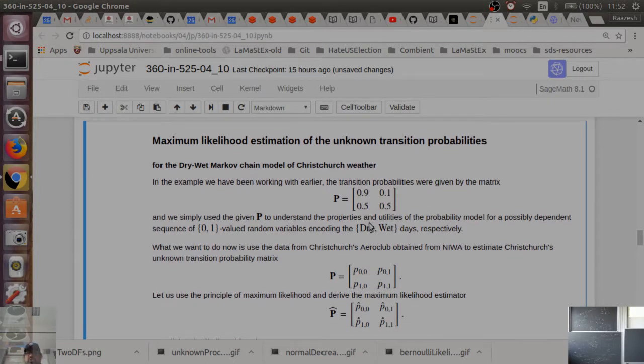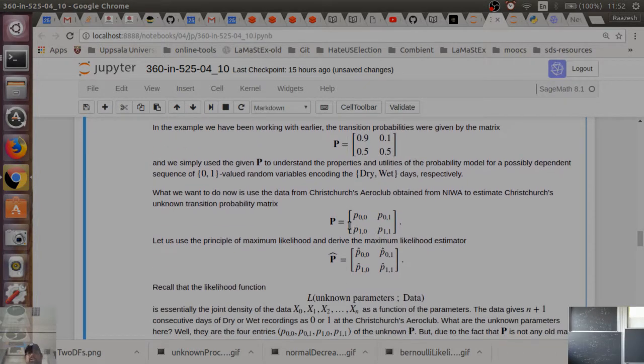So this is the basic idea. This is the true model, or just the given model. But if we don't know what the actual values are, we will encode it by this, because for the Christchurch Aero Club data from NIWA, which is New Zealand's National Oceanic and Atmospheric Administration, basically, you have these probabilities. You say, I don't know what it is. I would ideally like to put a star on them, but they're just the thing we're after.